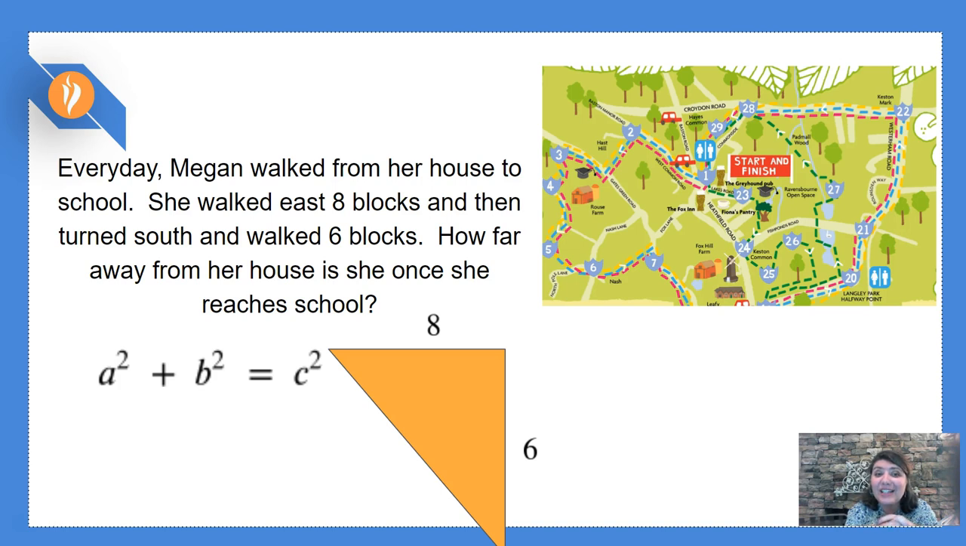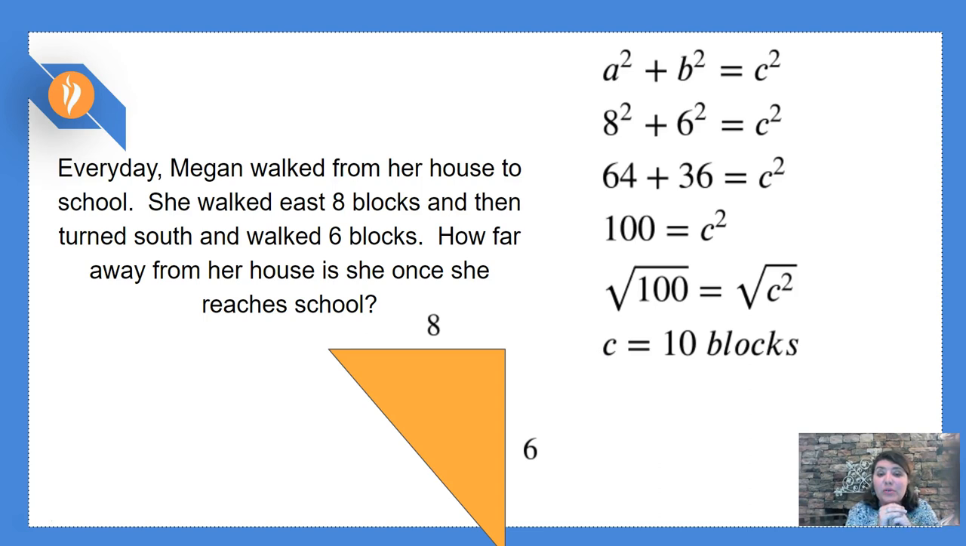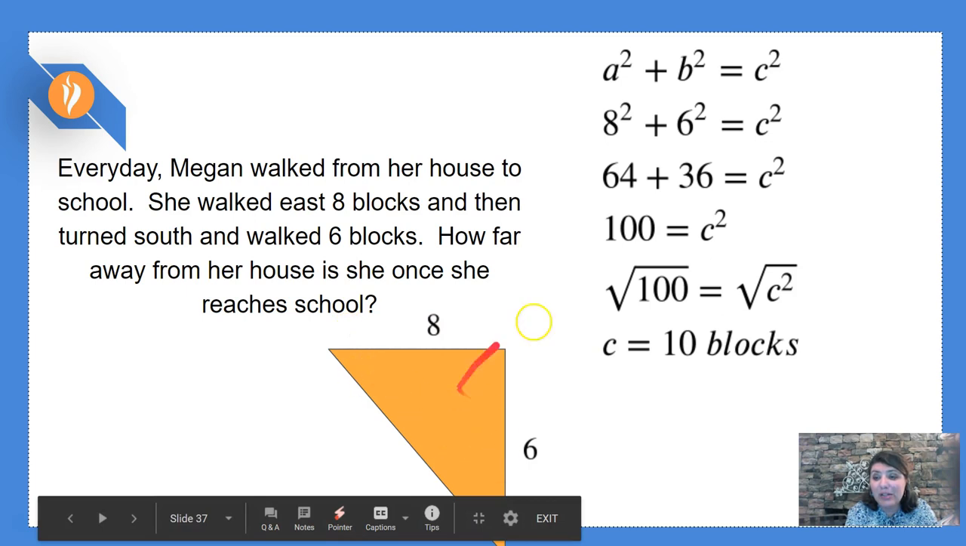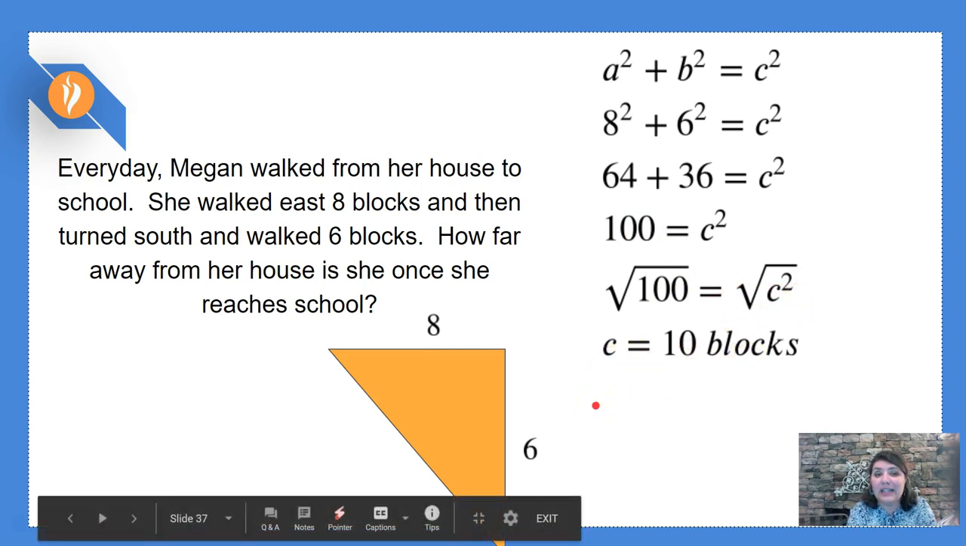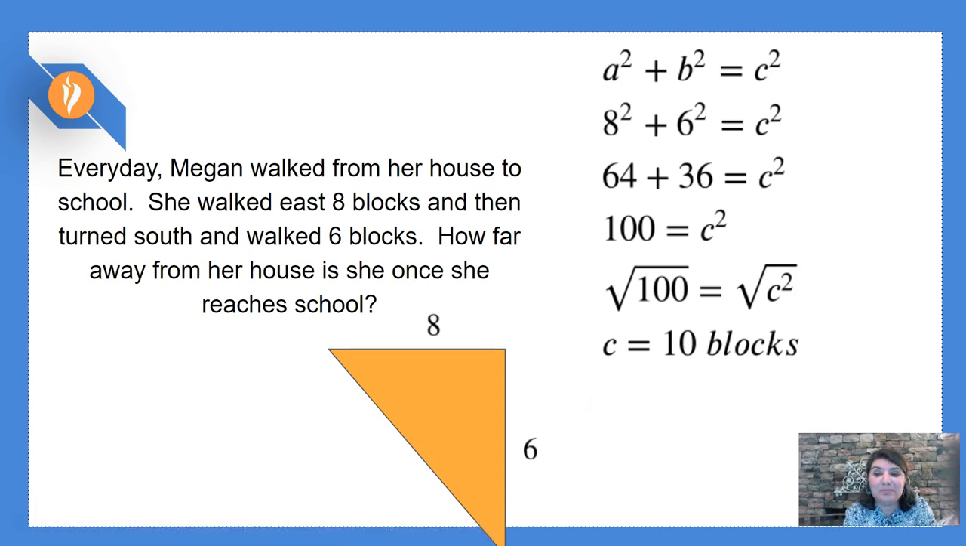All right, welcome back. Let's see how far Megan is from her house once she reaches school. So here's my triangle, and here's my work. So remember, these are both legs, so I'm finding that hypotenuse, that's c. A squared plus b squared equals c squared. 8 squared plus 6 squared. Could you have 6 squared plus 8 squared? That's right, you could. They're interchangeable, remember. So 64 plus 36 equals c squared. If I add those together, I get 100 equals c squared. I'm going to take the square root of both sides, and I get 10 blocks. So that's how far Megan is from school, from her house.